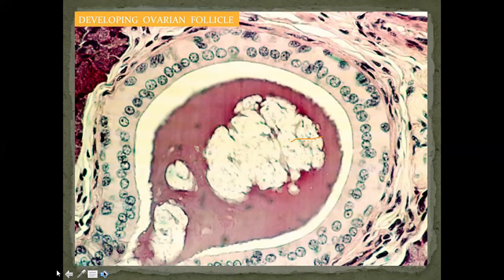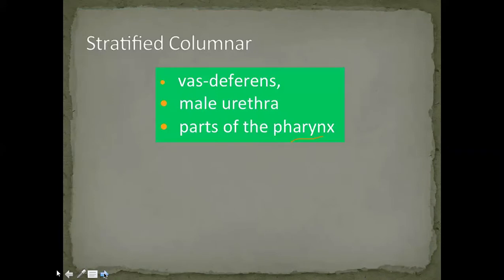Another one is the lining found in the developing ovarian follicle. It is also a stratified cuboidal. Look at the very good arrangement of the cells, two layers, and the shapes are cuboidal. So it is a stratified cuboidal epithelium.